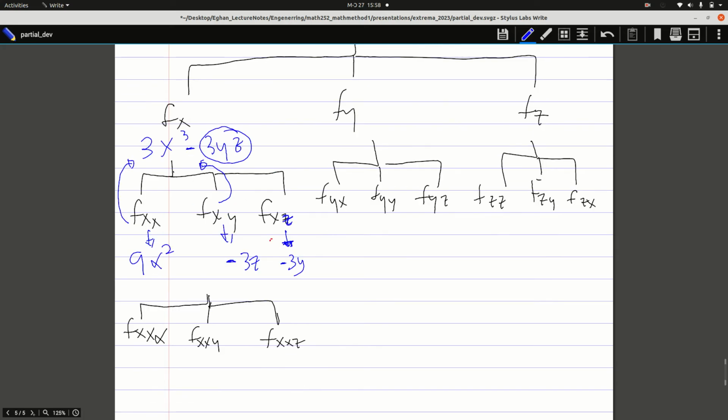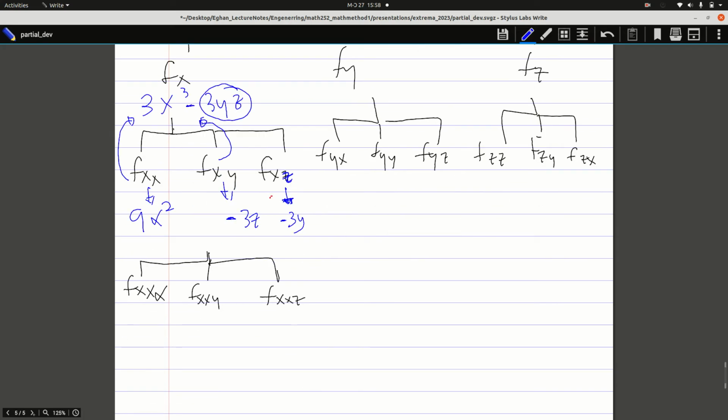Okay, we can look at the higher partial derivatives. f_xxx is simply going to give me 18x. f_xxy, I'm still moving from here. f_xxy gives me 0 because there's no y component. The same way f_xxz will also give you 0. So this is how the higher partial derivatives work.